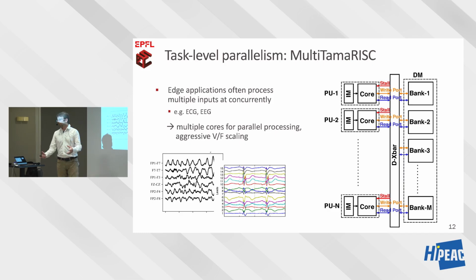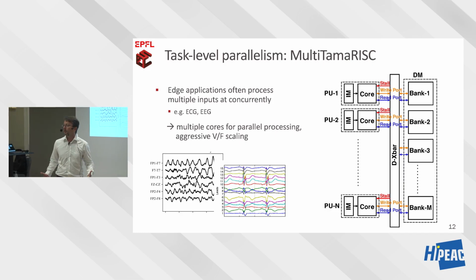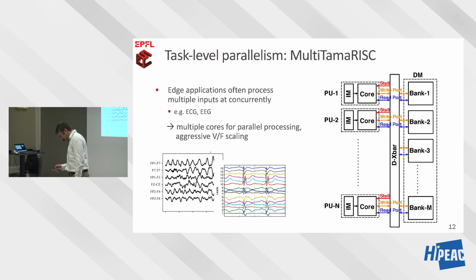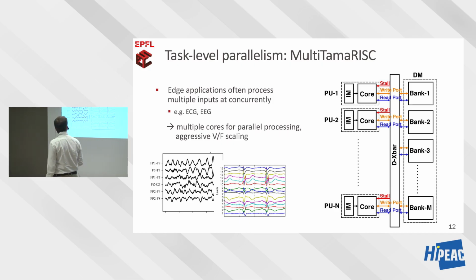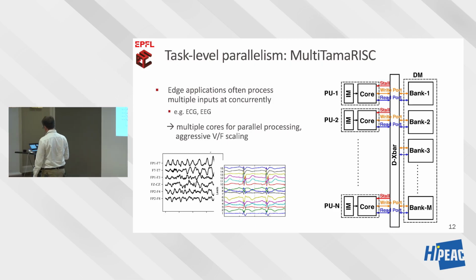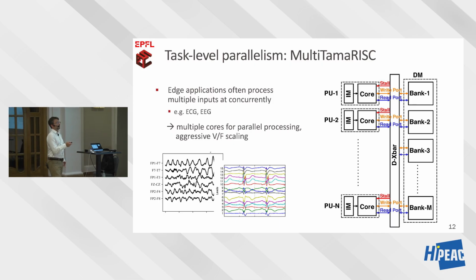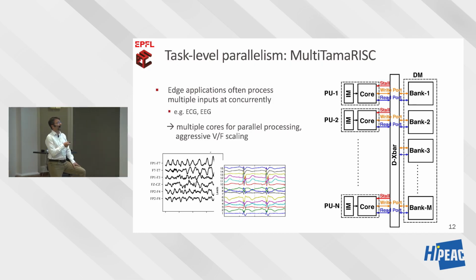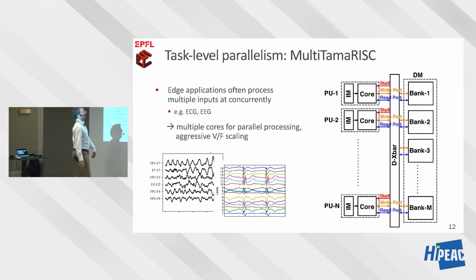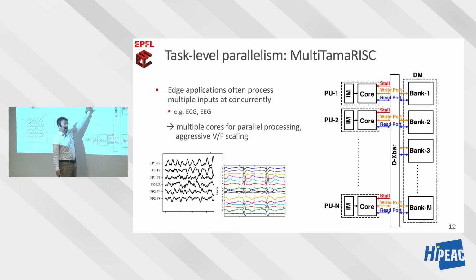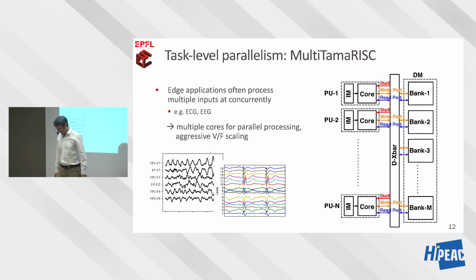Now, we have a core. This is kind of a nice building block to start having systems. And the first thing that you want to do once you have a single core is, okay, now I want to have multiple cores. And this was our first trial of having an edge, ultra-low power, multi-core system for biosignal analysis. It has multiple Tamarisk processors, and each has its own private instruction memory, so the instruction memory plus the core makes a single processing unit. And then we have a common data memory.